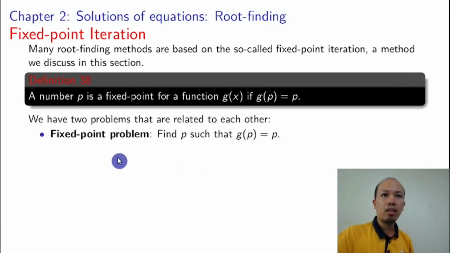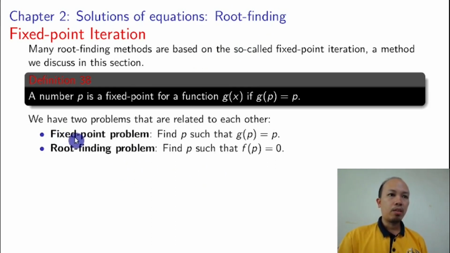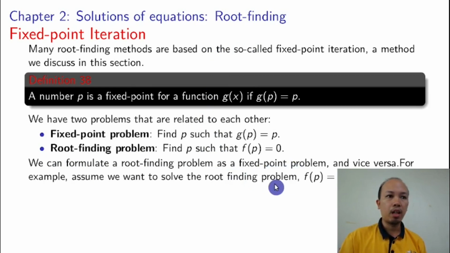So how do we relate fixed point to our main topic, which is about root finding? So it says here we have two problems that are related to each other. The fixed point problem is you are going to find p such that g of p is equal to p, while the root finding is to find p such that f of p is equal to 0. So this is basic. So with this, as I asked before, why do we need to study fixed point when our main topic is about root finding? So now we can formulate a root finding problem as a fixed point problem, and vice versa. How do we do that?